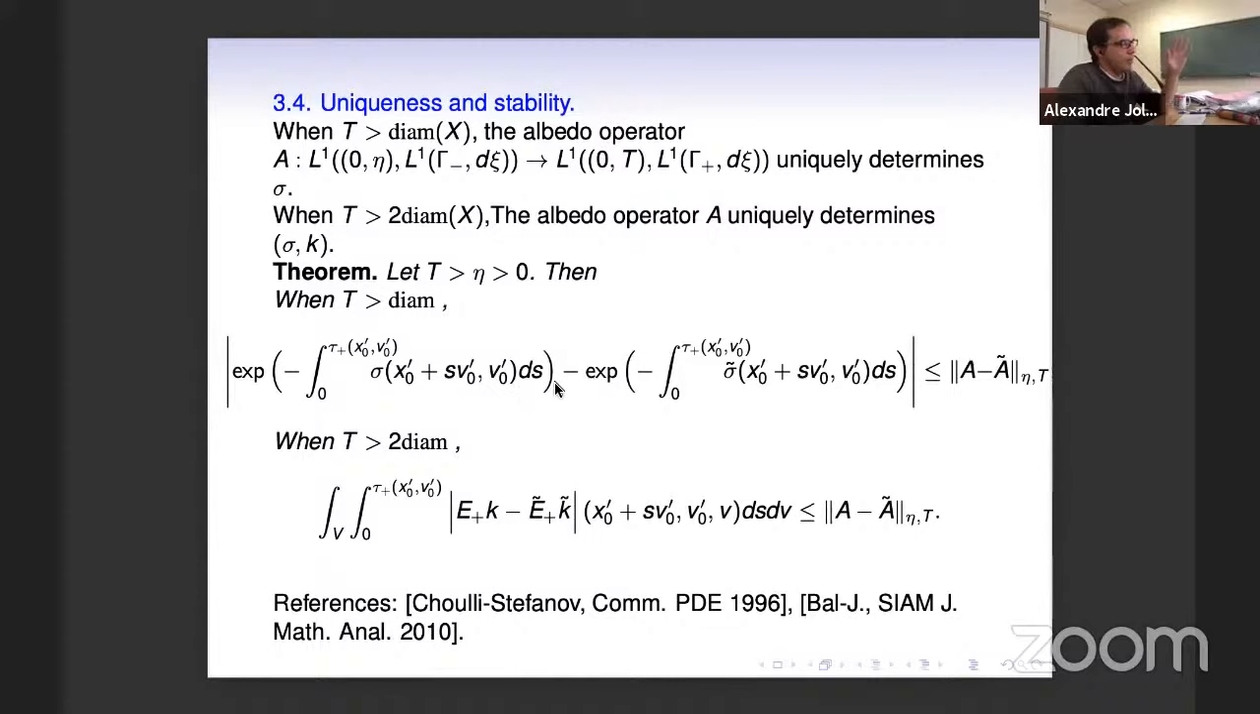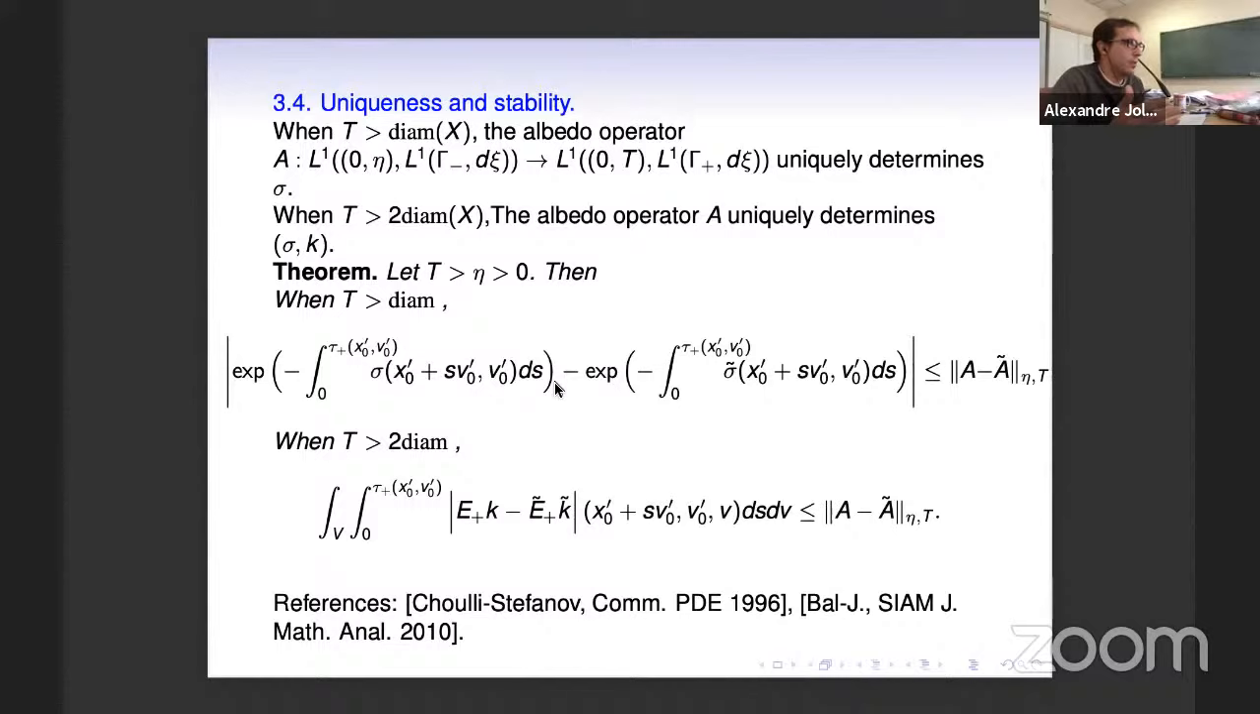I would like to add something. Someone asked about what happens when sigma is non-isotropic, and can we recover sigma in that case? So in general, you have gauge invariance and you cannot drop it. It's not possible.